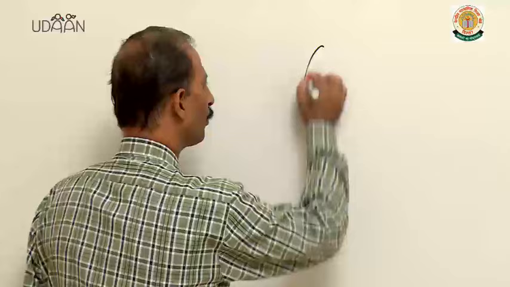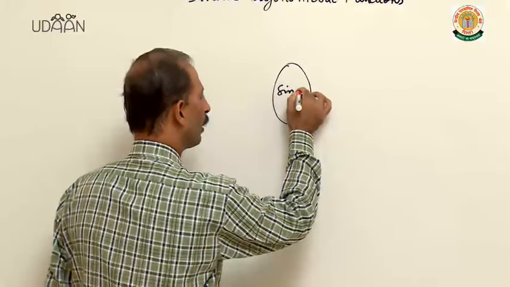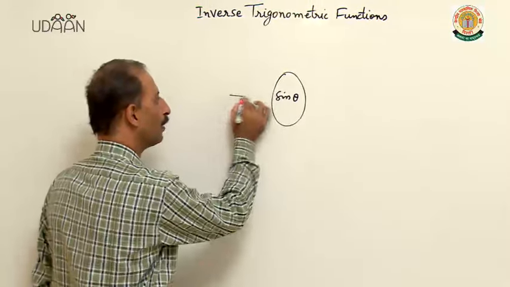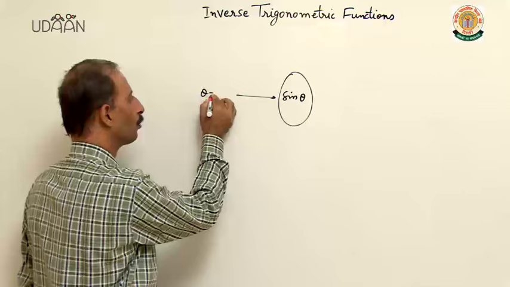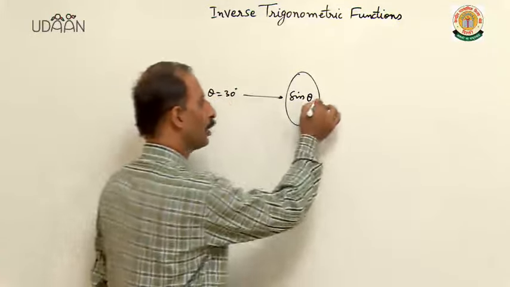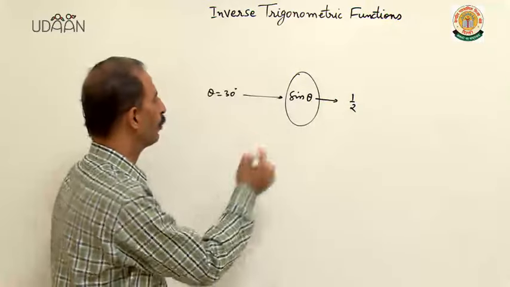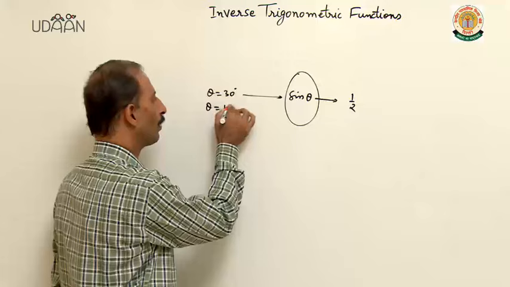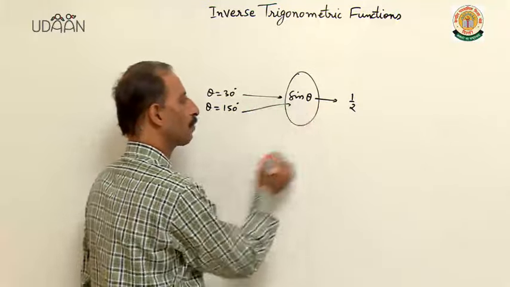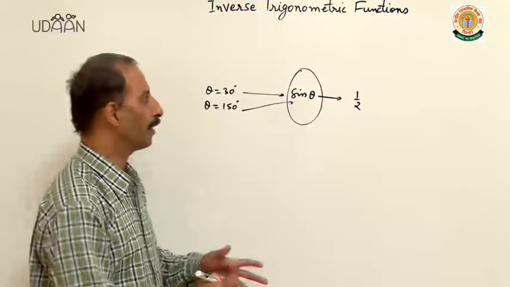Function, trigonometric functions you know. Suppose I am taking the function y is equal to sine theta. Then this is the function. If you give its input, say theta is equal to 30 degree or pi by 6 radian, then what happens? You will get its value 1 by 2. Suppose you are giving the value theta is 150 degree or 5 pi by 6, then what happens? Again the output is 1 by 2. So this is the function.